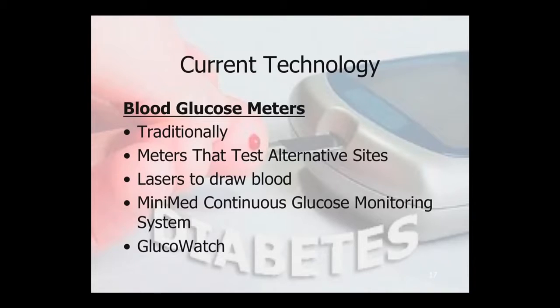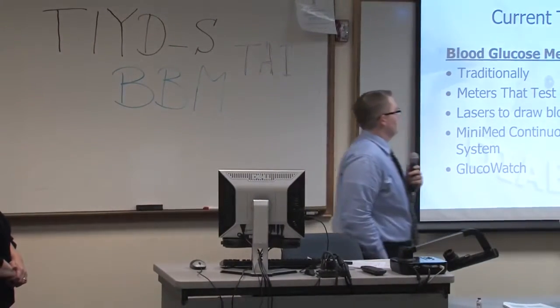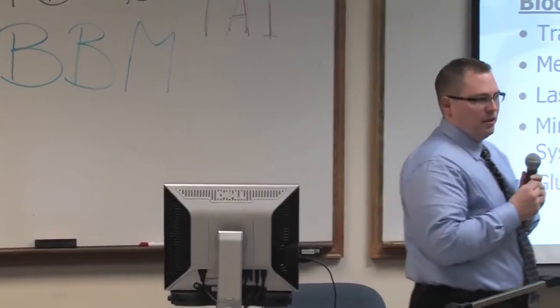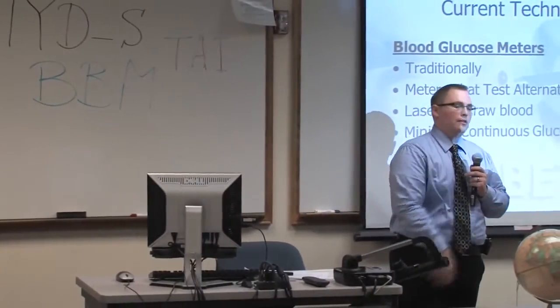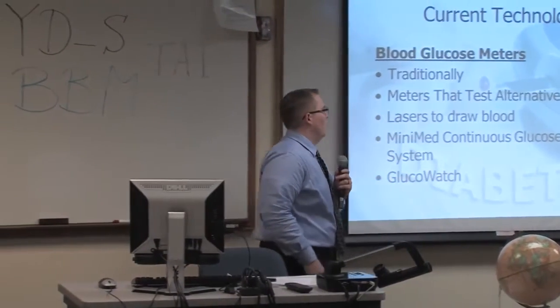Blood glucose meters have changed a lot over the years. There's the traditional meter that you can take on the go or take home, where you just prick your finger, put it in the machine, and it will give you your blood sugar. There are also meters that test alternative sites, so you don't have to just prick your finger, you can prick your arm, your leg, or other areas of your body.